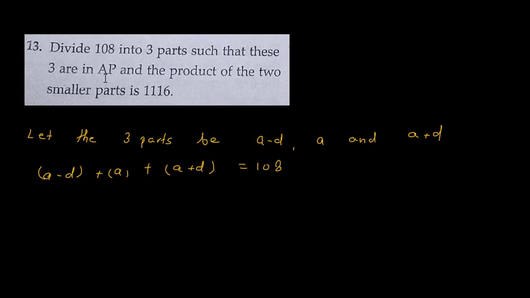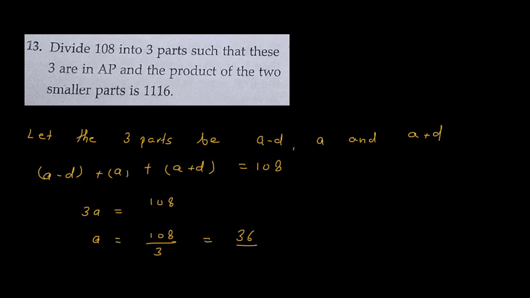So now if you see, d and d will cancel, and here you will get 3a is equal to 108, and from here you will get the value of a. So the value of a is 108 divided by 3. 3 3s are 9 and 3 6s are 18. So the value of a is 36. Now you got the value of a.